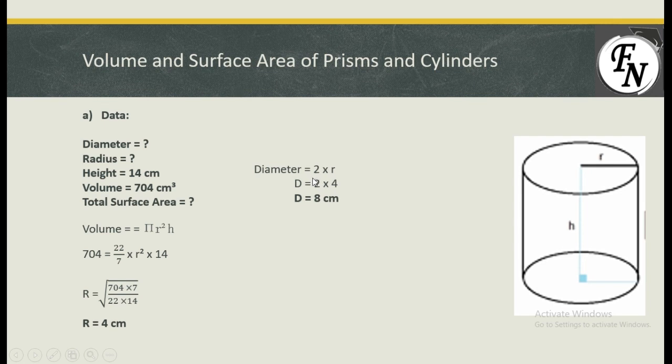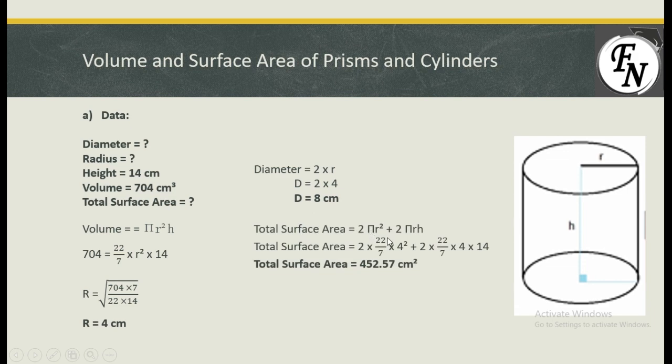After obtaining the radius, we can obtain the surface area by using the formula, that is 2 pi r square plus 2 pi r h, and all the values are substituted, and BODMAS is followed to get the answer, that is 452.57 centimeters square.